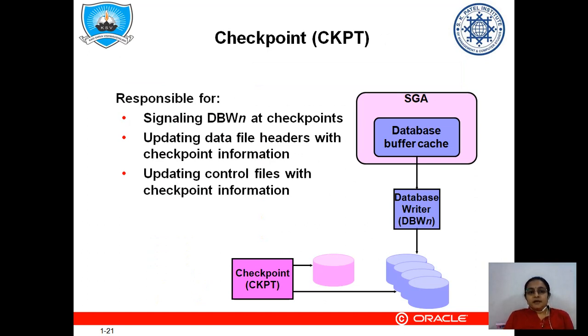The checkpoint process is responsible for signaling the DBWn at checkpoints, updating the data file headers with the checkpoint information, and updating the control files with checkpoint information. So whenever the database writer is writing, the checkpoint will record how much data has been written to the database files, so that whenever any kind of recovery is required, it can be taken care of, or the database can be brought into a consistent state.